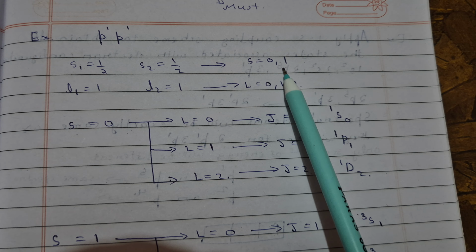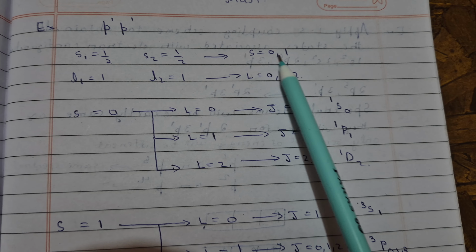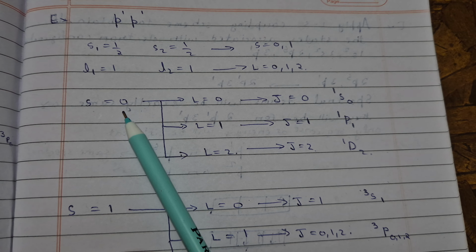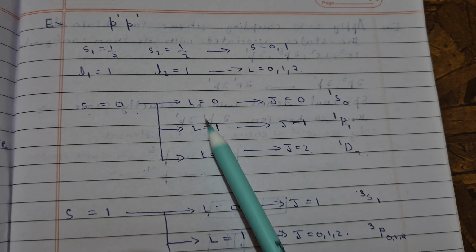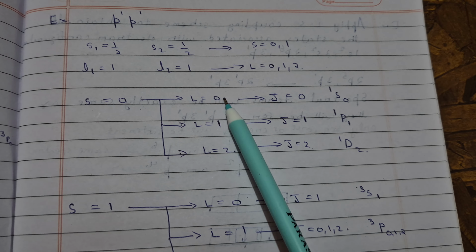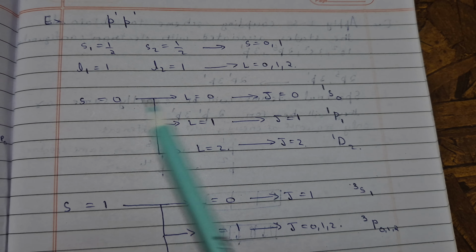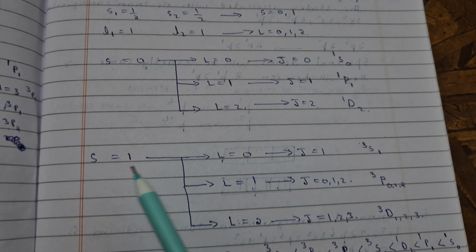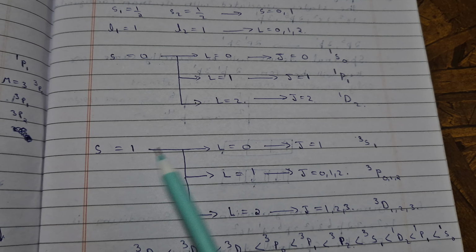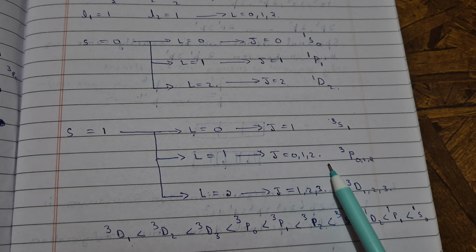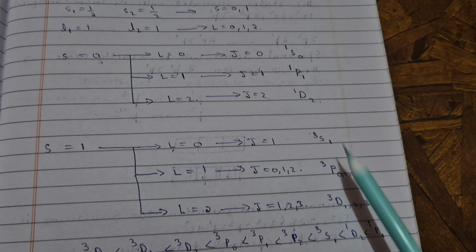So now you have S equal to 0 and 1, combined with all these L. With S equal to 0, multiplicity will be 1 and L will be 0, 1, 2. It will combine with S and give you J equal to 0, 1, 2. So the first term will be 1S0. This 1 is the multiplicity, because of S equal to 0. Similarly, you can find for S equal to 1, combined with 0, 1 and 2. Again it will give you J equal to 1 for L 0, J equal to 0, 1, 2 for L 1, and J equal to 1, 2, 3 for L 2. So these will be your terms.